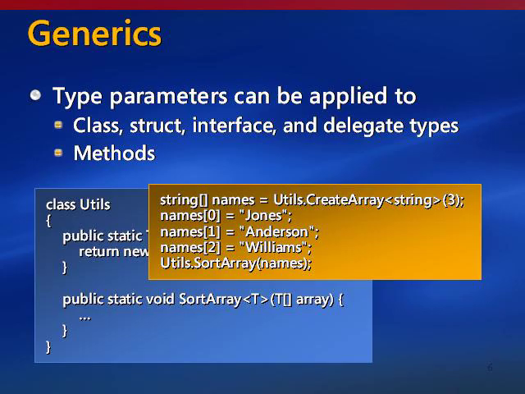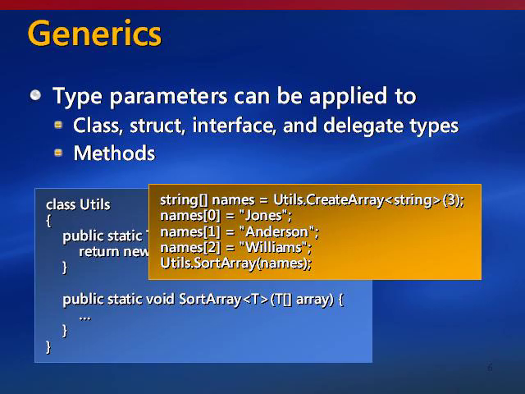I want to write an efficient sorting method that can take any array. But I can't, of course, add a sort method to array because I can't add methods to array. So instead, I can write a generic method and supply the type parameter in that fashion. And in use, this might look something like this, where first I call Utils.CreateArray of string of 3, and back comes a string array with 3 elements.